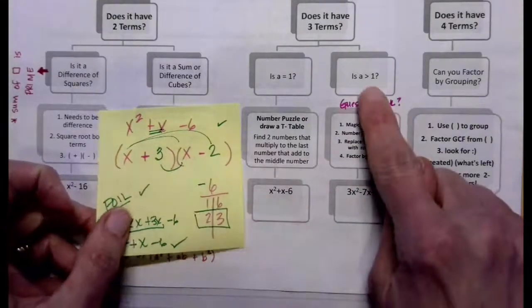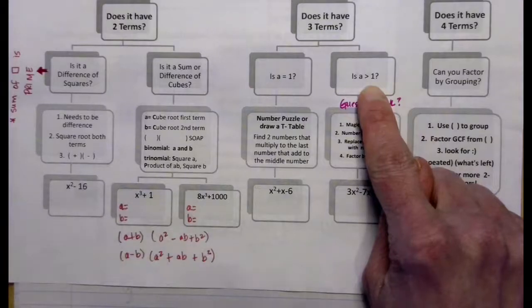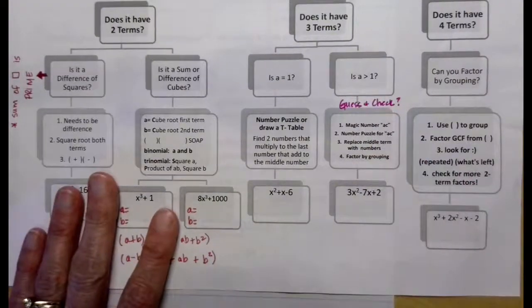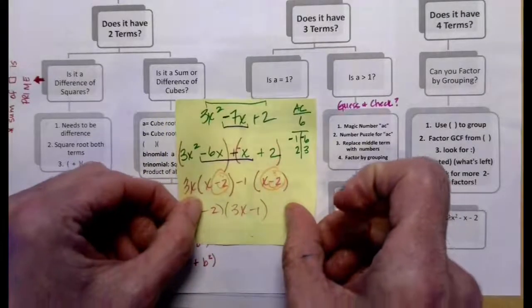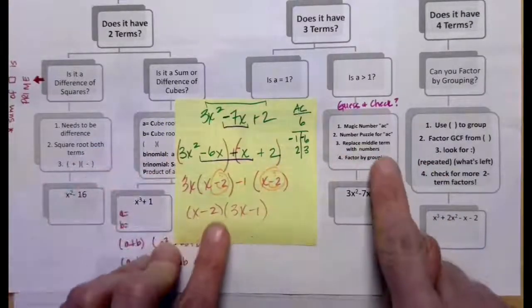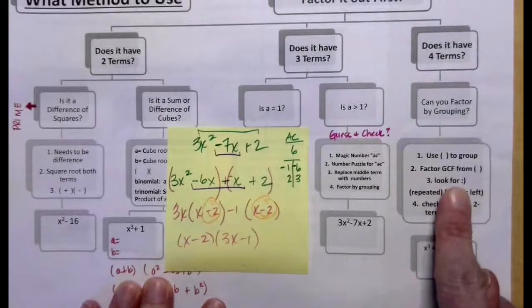Sometimes our a value, our coefficient, is greater than 1. We can guess and check. Maybe you're a good guesser, maybe you can spin the numbers in your head and do a good job. Maybe you might want to do grouping.